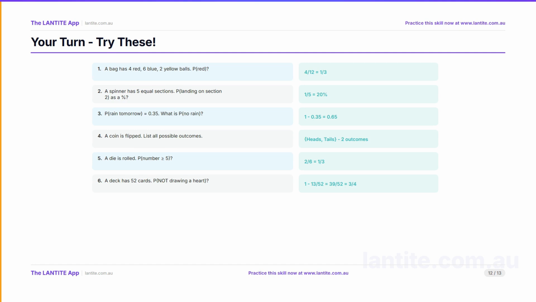Pause the video and try these 6 problems. Problem 1 is a basic marble probability. Problem 2 asks you to express probability as a percentage. Problem 3 uses the complement rule. Problem 4 involves listing outcomes. Problem 5 is a die probability. Problem 6 asks for the complement of an event. Check your answers when you are ready.